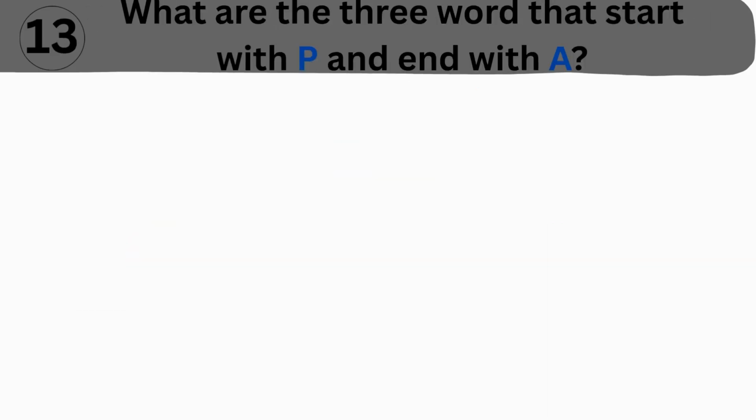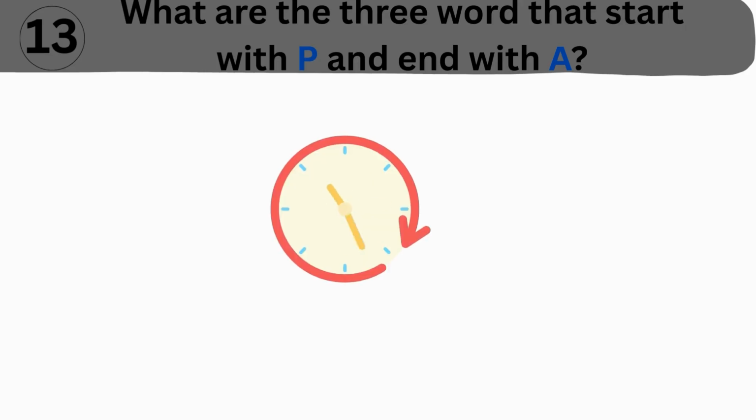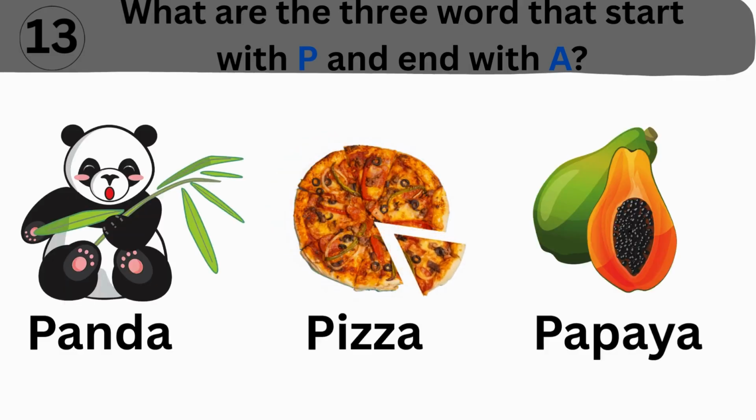What are the 3 words that start with P and end with A? The answer is panda, pizza, papaya.